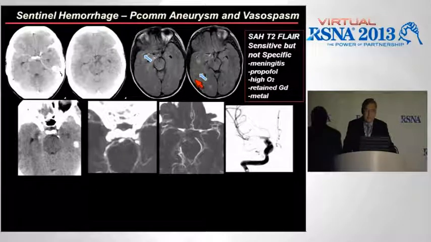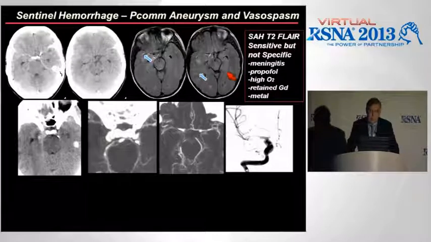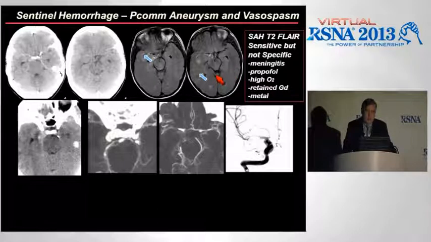And we've known for many years that FLAIR is very sensitive to blood products in the subarachnoid space. But unfortunately, it's not very specific. Other entities such as meningitis, propofol, high oxygen therapy, retained gadolinium, or artifacts due to metal in the imaging field can result in incomplete suppression of the CSF and also give you this abnormal high signal intensity on FLAIR. So even though FLAIR is very sensitive, it's not very specific, and so it's much more important to use CT as your primary evaluation method.